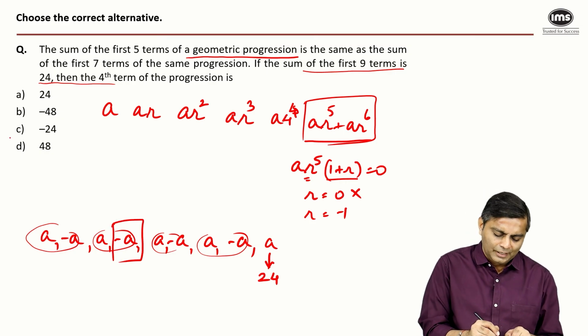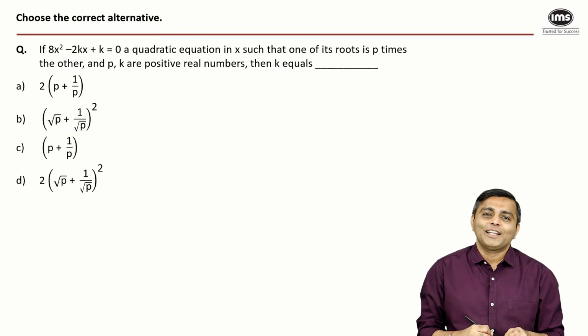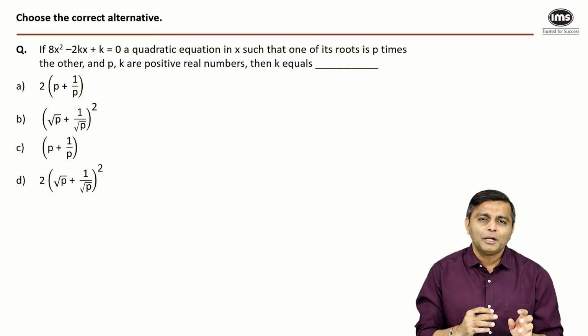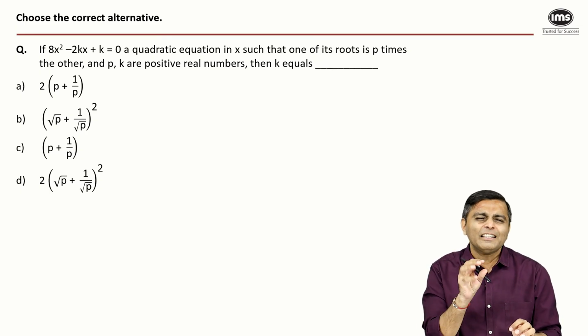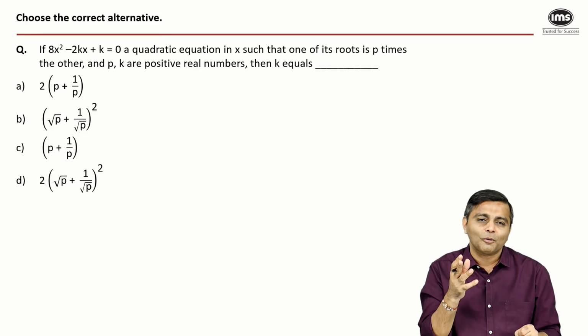Minus a means what? Minus 24. So option C. Moving on to the next question. I would put this question somewhere in between, moderate but not very difficult. Maybe a tad bit over moderate also.